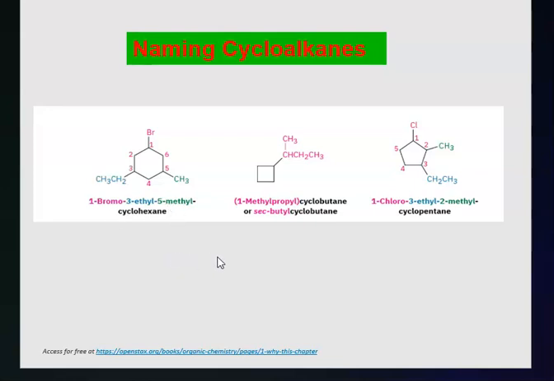substituents in alphabetical order. This is a side branch chain, and you can call it sec-butylcyclobutane, or you can separately give a nomenclature to the side chain, like 1-methylpropylcyclobutane. The third one is a cyclopentane, and here again alphabetical order: 1-chloro, 3-ethyl, 3-methyl, 2-methylcyclopentane.